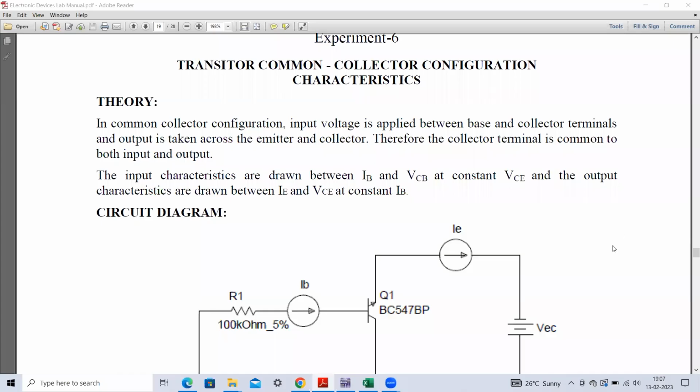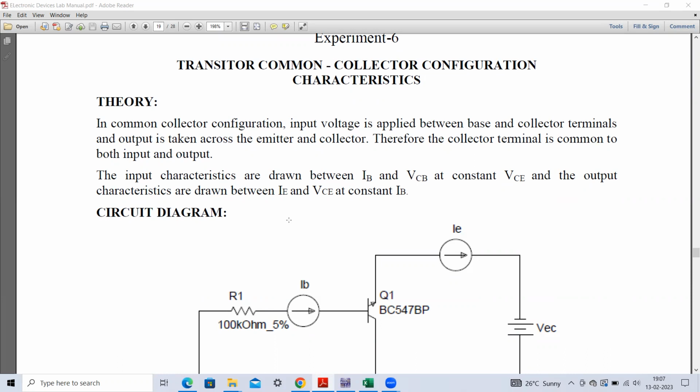Welcome to Electronic Devices and Circuits Lab. In this video, we are going to obtain the input and output characteristics of transistor in common collector configuration. So let's begin the video.